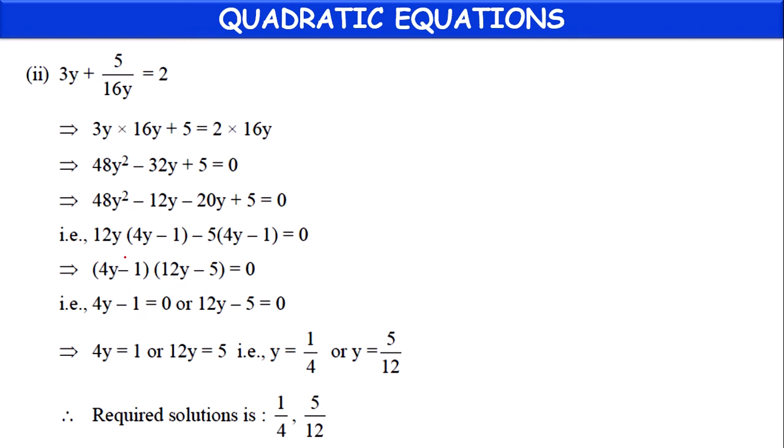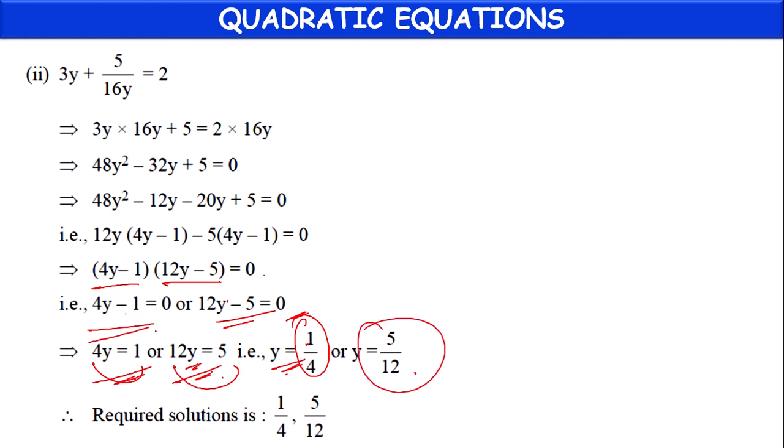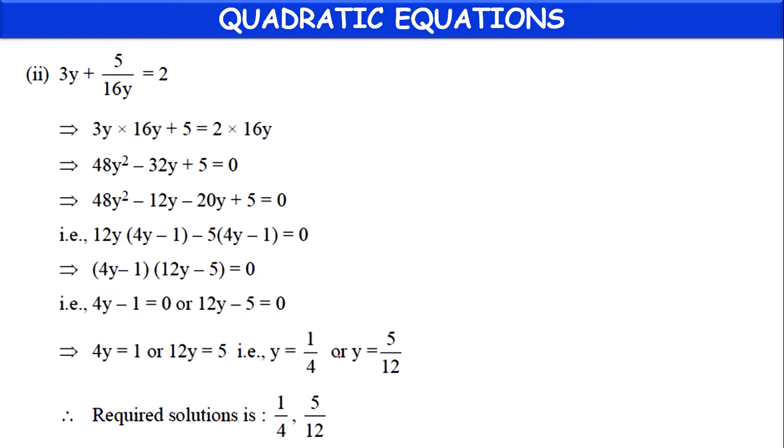So the product of two factors equal to 0 means the first factor equals 0 or the second factor equals 0. So 4y equals 1 or 12y equals 5. So y equals 1 by 4, or y equals 5 by 12. So the y values are 1 by 4 and 5 by 12.